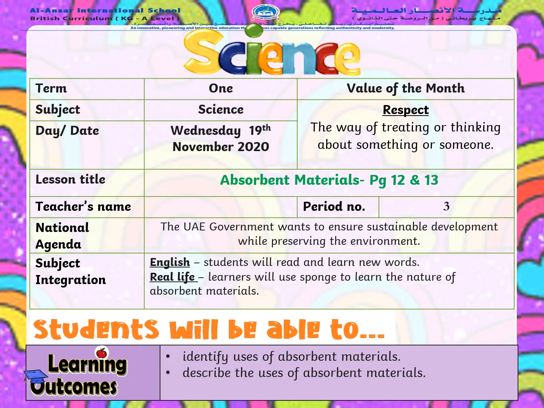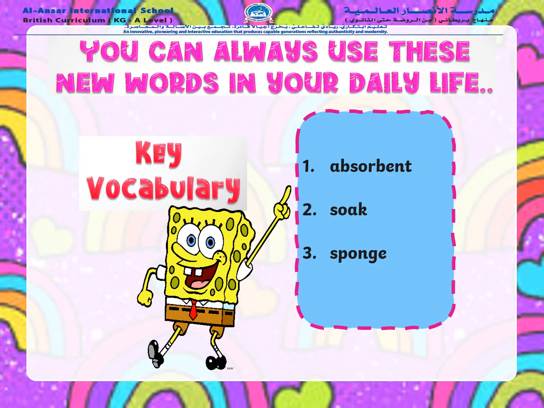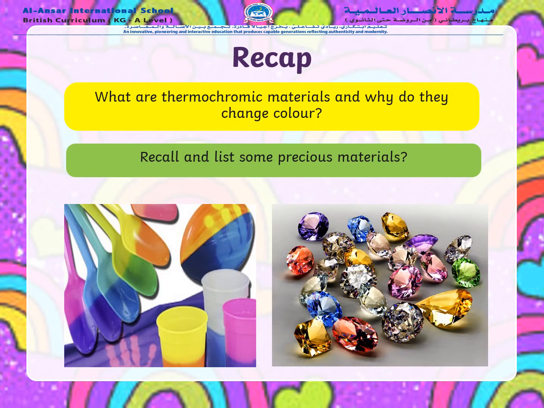In this lesson, you will be able to learn to identify uses of absorbent materials and describe the uses of absorbent material. Let's have a look at our keywords. Number 1 is absorbent, number 2 soak, number 3 sponge. Let's review what we have studied earlier.